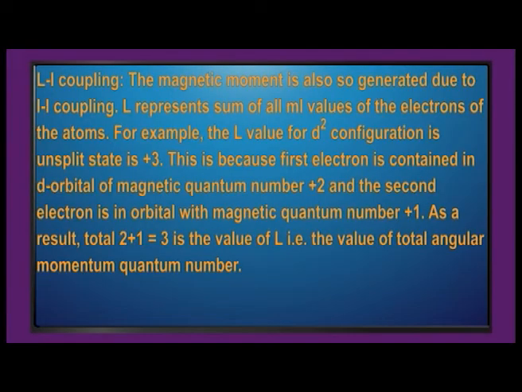Now let's discuss the magnetic behavior generated due to the orbital contribution of the electrons. L-S coupling. The magnetic moment is also generated due to L-S coupling. Capital L represents the sum of all ml values of the electrons of the atom. For example, the capital L value for d2 configuration in the unsplit state is +3. This is because the first electron is contained in the d orbital of magnetic quantum number +2 and the second electron is in the orbital with magnetic quantum number +1. As a result, 2 plus 1 equal to 3 is the value of capital L, that is the value of the total angular momentum quantum number.